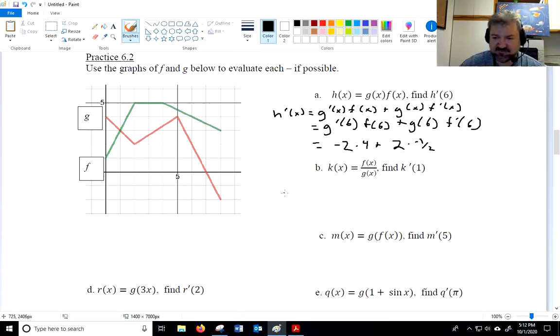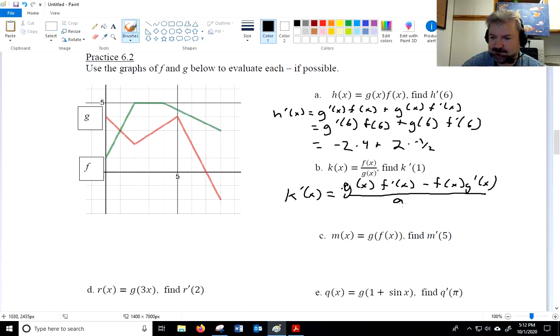All right, k of x equals f of x over g of x. So k prime of x equals low d high minus high d low, all over low low. Because I don't have a ton of room, I'm going to plug in the 1 and evaluate at the same time, something you should never do on a test. So k prime of 1: g of 1 is 3. f prime of 1 is 2, because the slope of the green graph is 2 there. f of 1 is also 3. g prime of 1 is negative 1, over g of x squared.